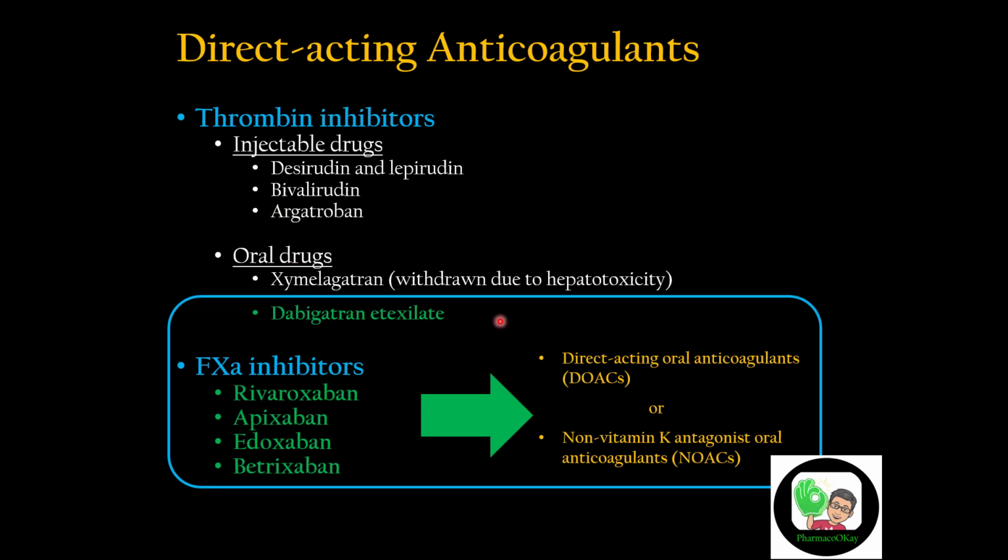But for the oral drug, the only available orally active thrombin inhibitor at the moment is dabigatran etexilate, and the factor Xa inhibitors are all orally active drugs, such as rivaroxaban, apixaban, edoxaban, and betrixaban. Collectively, both oral thrombin inhibitors and oral factor Xa inhibitors could be called direct-acting oral anticoagulants, or DOACs, since they are all orally active and act directly to inhibit the activity of a clotting factor. Or they could be called NOACs, or non-vitamin K antagonist oral anticoagulants, since they are not vitamin K antagonists like warfarin, and they are all orally active drugs.